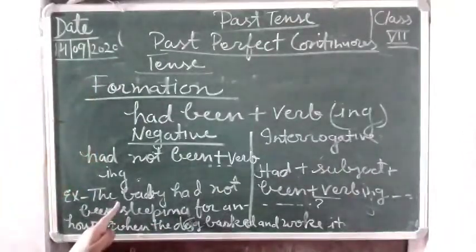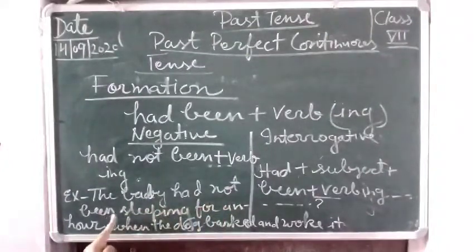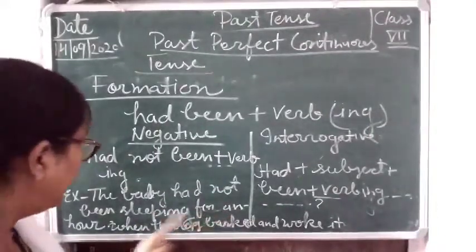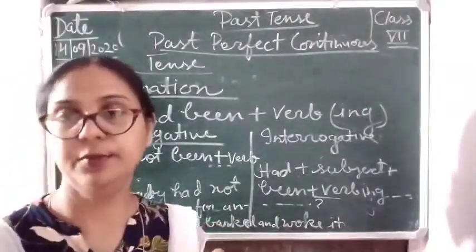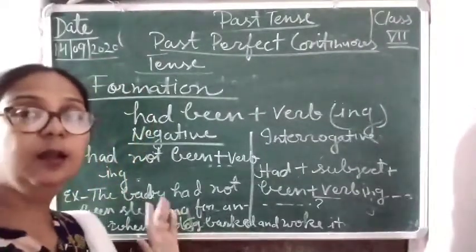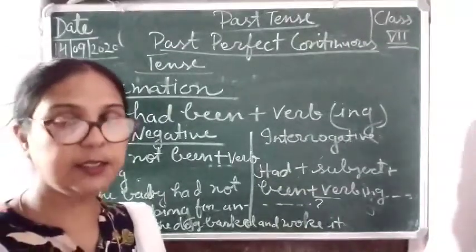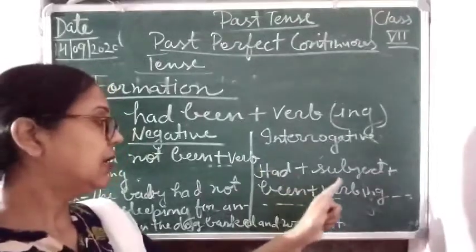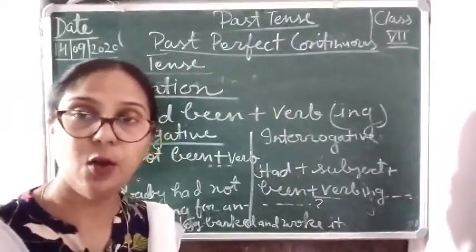Now here you can see, the baby, the subject is there, and then had not been, and then verb with ing, for an hour, because for is denoting the time, and then an hour, when the dog barked and woke it. Before denoting the time, we have to use over here for. Now if you are going to make an interrogative sentence, so let's see, had will be placed at the first place, then subject, then been, and then verb with ing and the other words of the sentence.